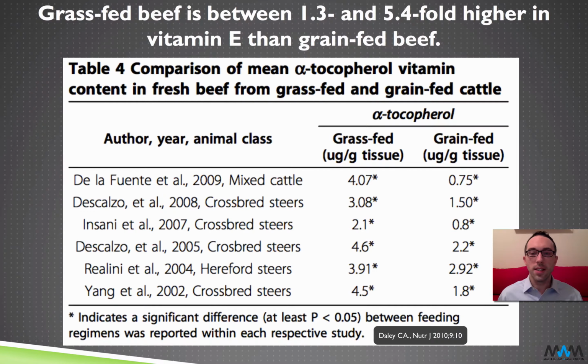If you look across studies at the vitamin E content of grass-fed and grain-fed beef, you see grass-fed always comes out on top, whether it's 4 versus less than 1, 3 versus 1.5, 2 versus less than 1, and so on. Grass-fed beef is generally 1.3 to 5.4-fold higher in vitamin E than grain-fed beef. Similar results you'd get from butter, and that reflects the fact that cows that eat grass are eating photosynthetic tissues that need a lot of vitamin E and therefore contain a lot of vitamin E and provide a lot of vitamin E to the cow.